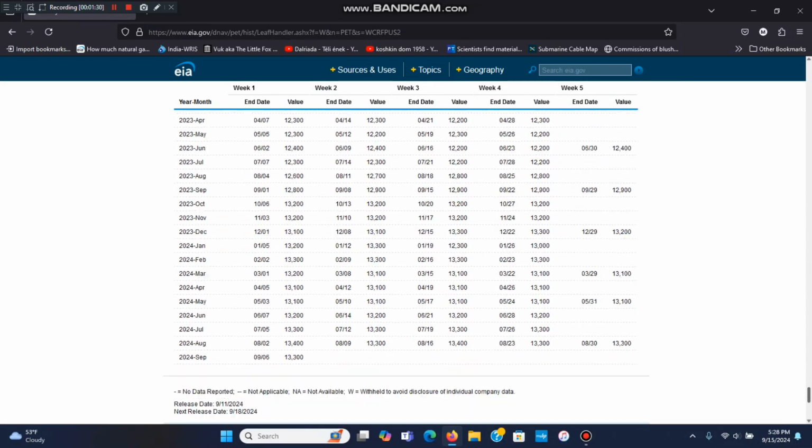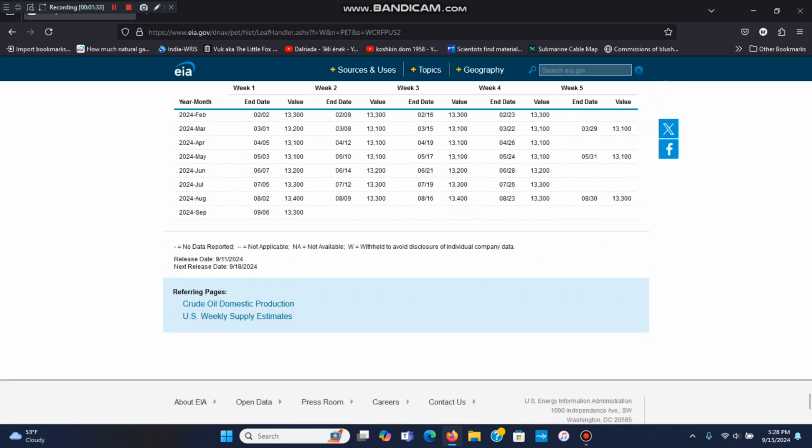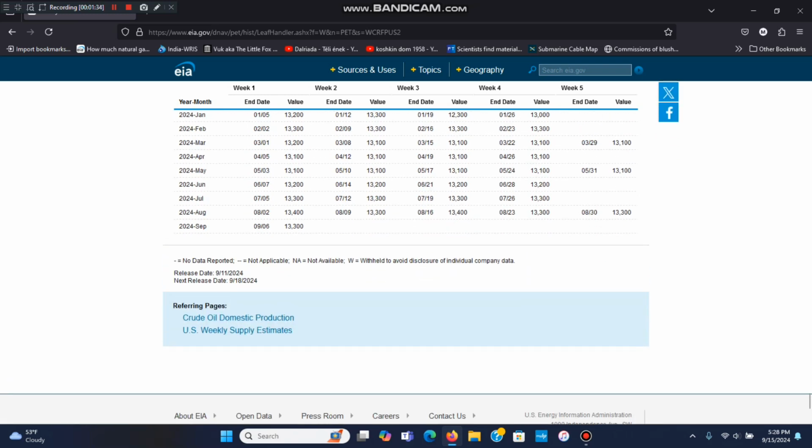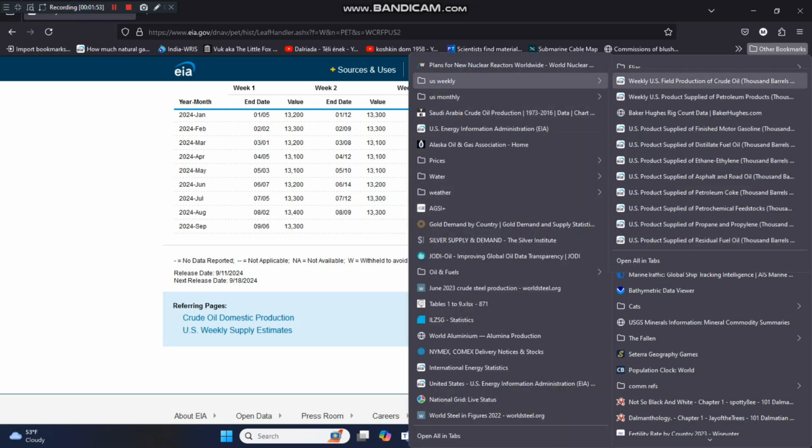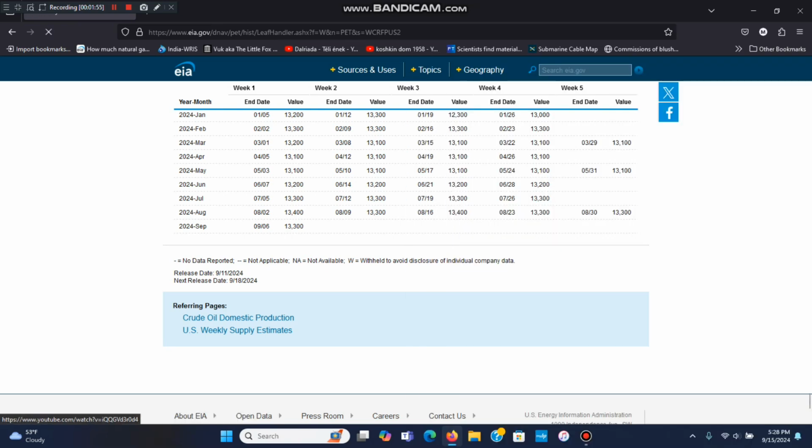And scroll all the way down here, for example, and find the most recent one, first week of September 2024, 13.3 million barrels per day. So you can come here, get this one, hit the star, put it in your bookmarks, and you can do a similar search to get this.